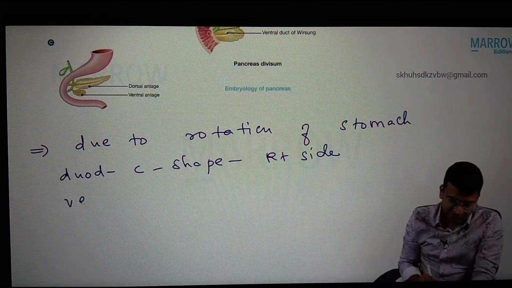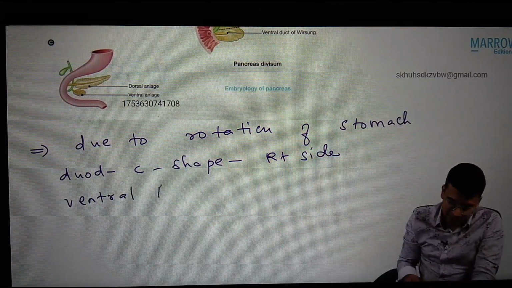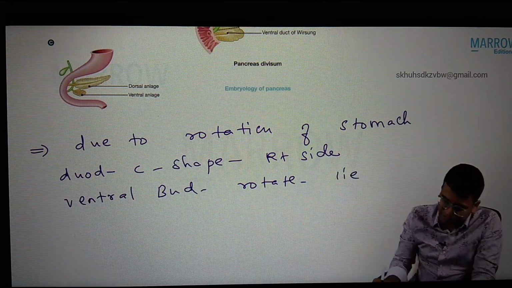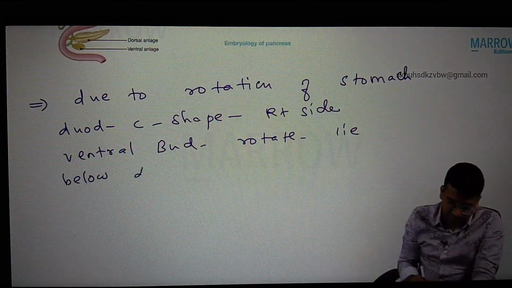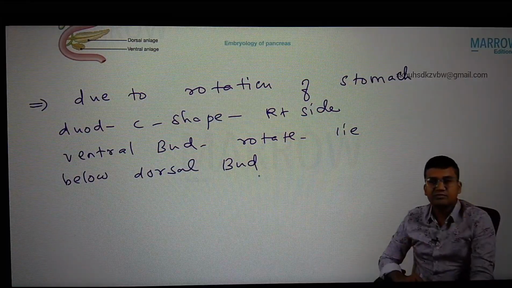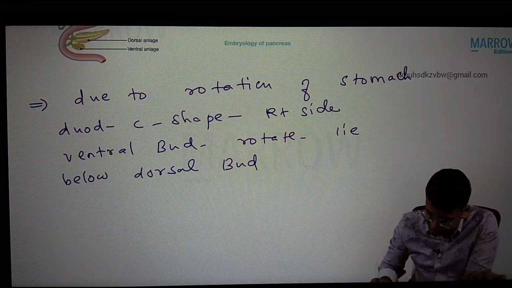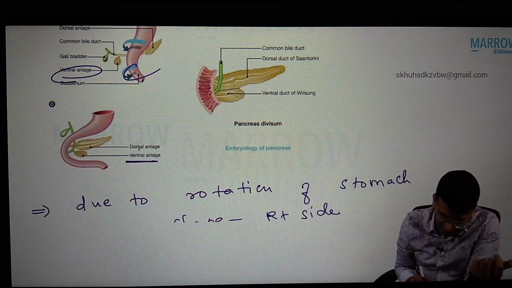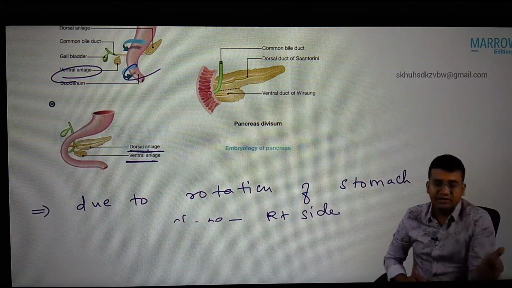Now, because of that, the ventral bud rotates and lies below the dorsal bud. Okay, fine. Now, see the diagram. The ventral bud is now rotated and lying below the dorsal bud.